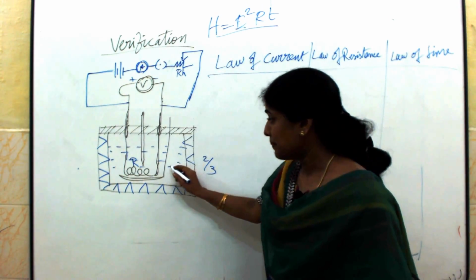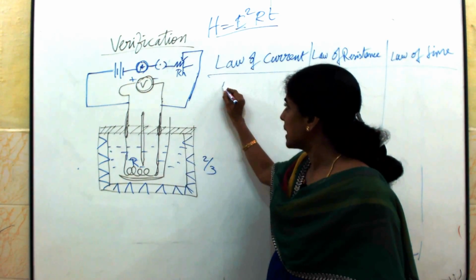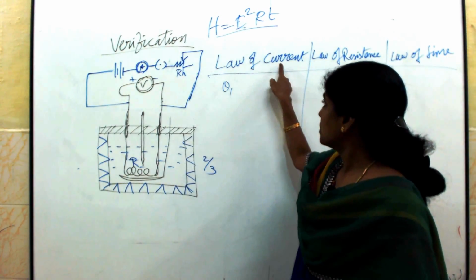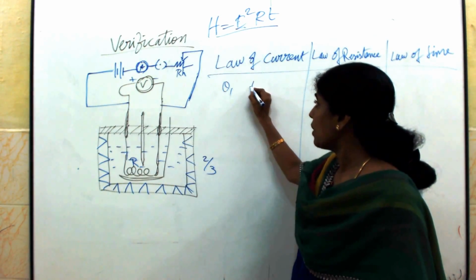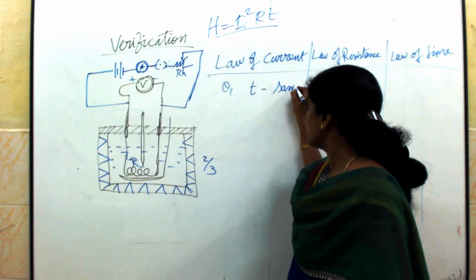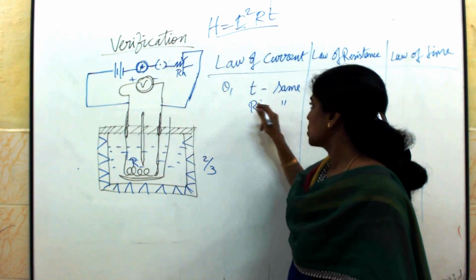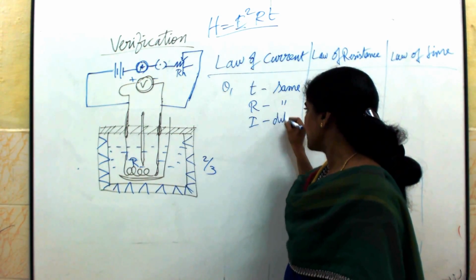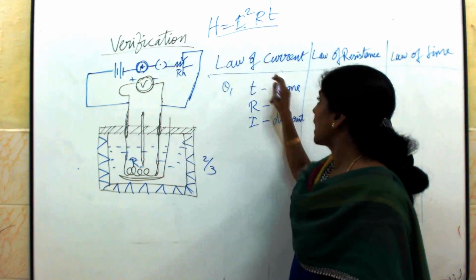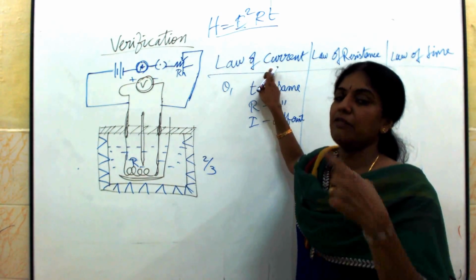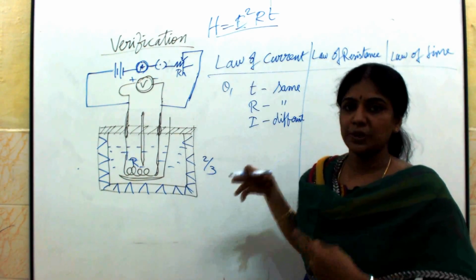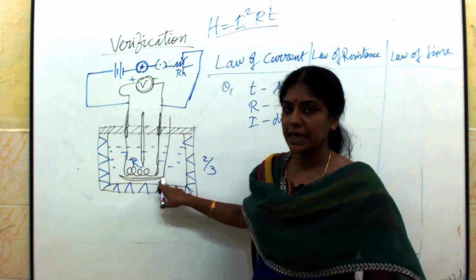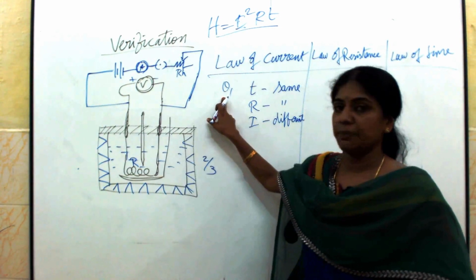First you measure the temperature of the calorimeter and its contents. Let theta 1 be the temperature of the calorimeter and its contents. Now I want to verify the law of current, so you keep the time of flow of current the same, for the same resistance R. These two I am going to keep the same, and I am going to vary the current. So what is going to be changed in verifying the law of current? Since I am going to verify the current, I will change that, and I will keep the time and the resistance the same. Now to begin with, first you measure the temperature of the calorimeter and its contents using this thermometer. Let the temperature be theta 1.